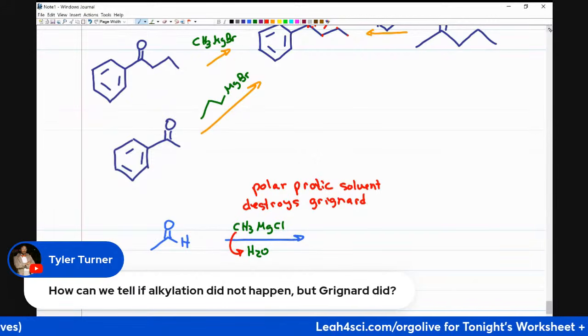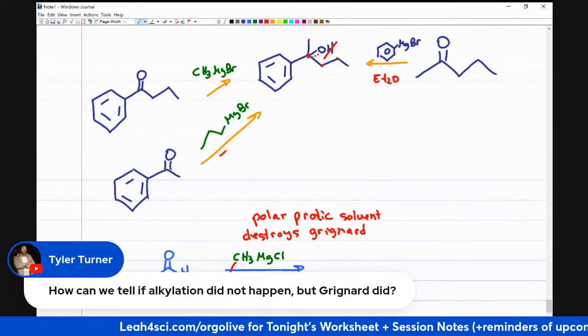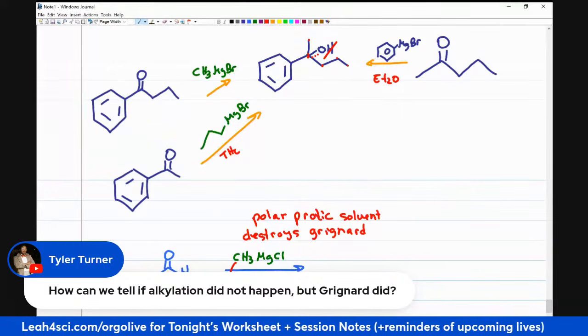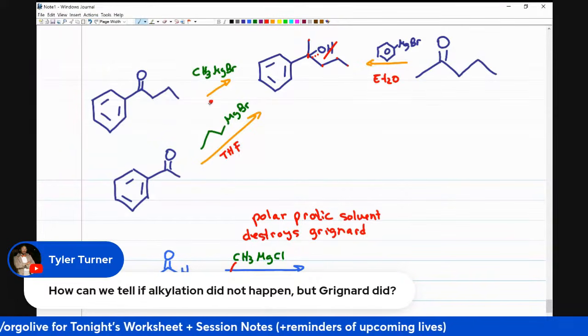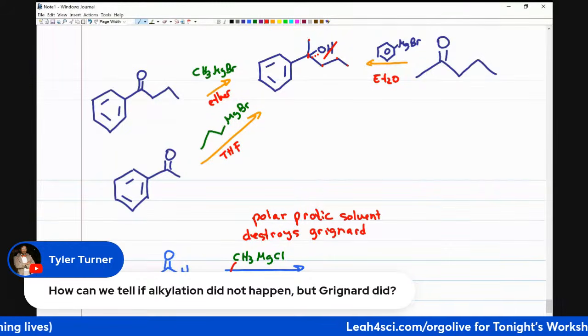Each of the reactions above have to be in an inert solvent. For example, Et2O, THF, or just ether in general. THF is a cyclic ether. That is going to prevent the Grignard from attacking the solvent molecule and therefore not allowing a reaction to happen.